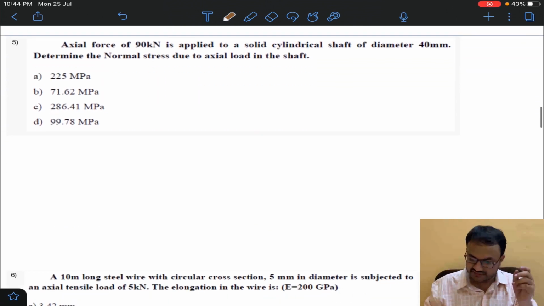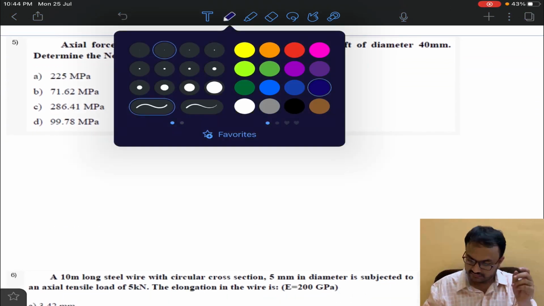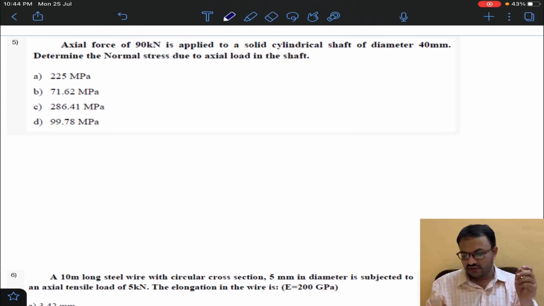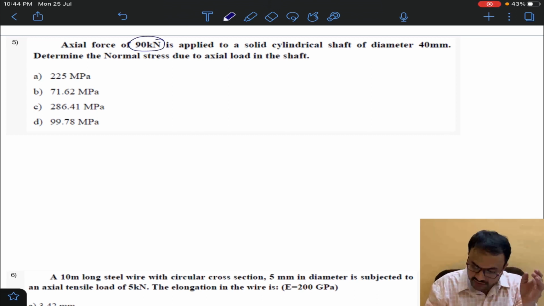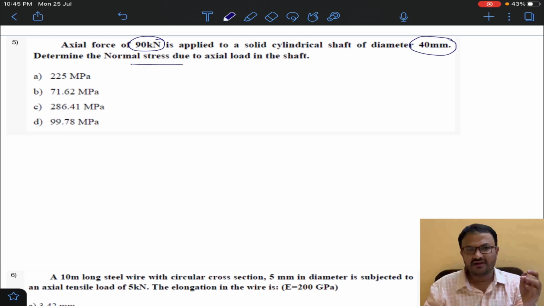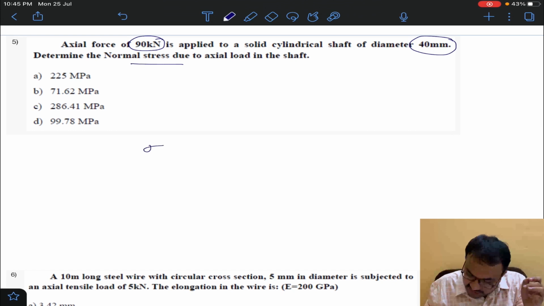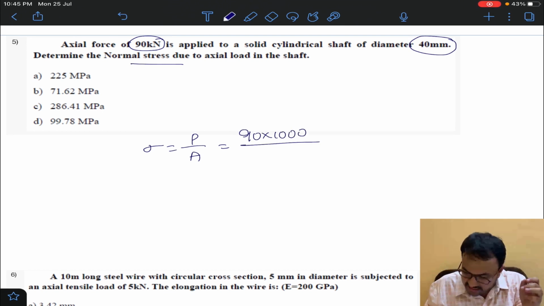And now the next question, you can see here. An axial force of 90 kilonewton is applied to a solid cylindrical shaft of 40 mm diameter. Determine the normal stress. Very simple. Normal stress sigma is equal to force divided by area. The force he has applied is 90 kilonewton. Kilo means 1000. Area is equal to pi by 4 into 40 square. How much will you get? It is 71.62 Newton per mm square.